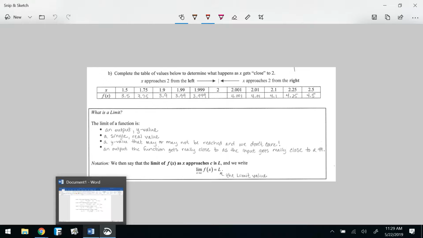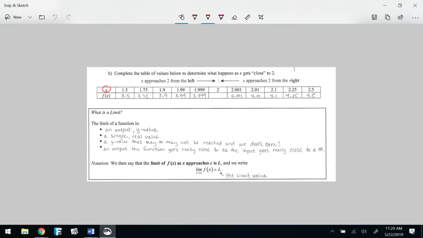All right, so if we go ahead and look here and we plug all of these x values into our calculator, whether we are approaching 2 from the left-hand side or we are approaching 2 from the right-hand side, you're going to see it darn well looks like it approaches a specific value. Okay, so what exactly is a limit? Okay, the limit of a function is an output, a y value, right? 4 would be an output or a y value.